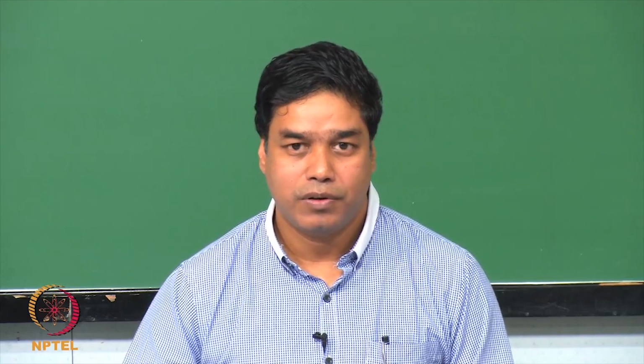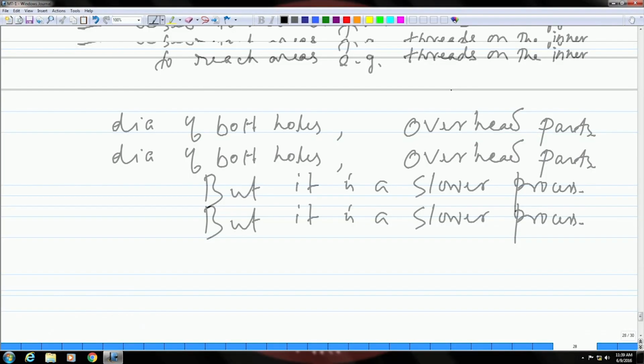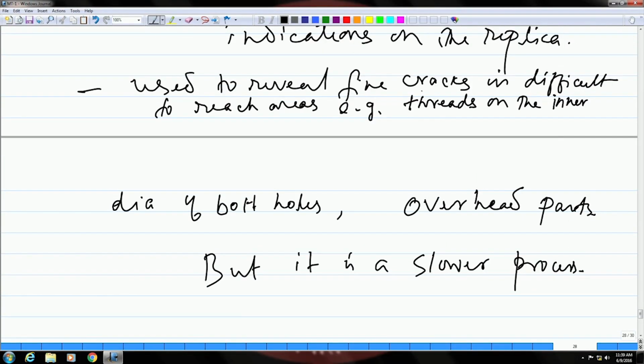Hello. So, we have been on this topic of magnetic particle testing, and in the last few lectures we have seen several aspects of this particular technique and learned about them. In today's lecture, this will be the fifth one and the concluding lecture on this particular topic. So, let us see what we have done so far quickly.